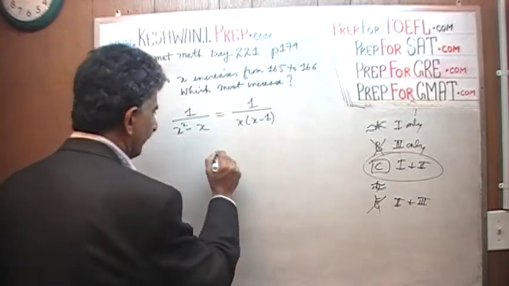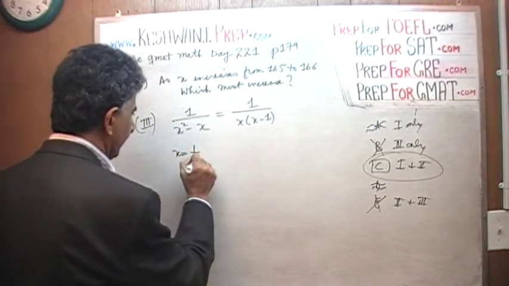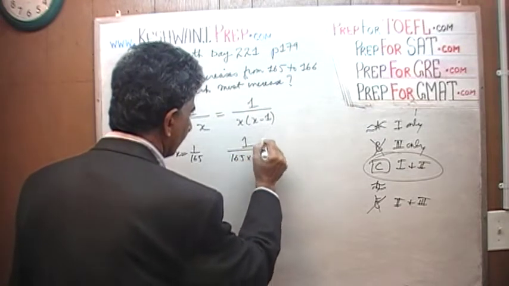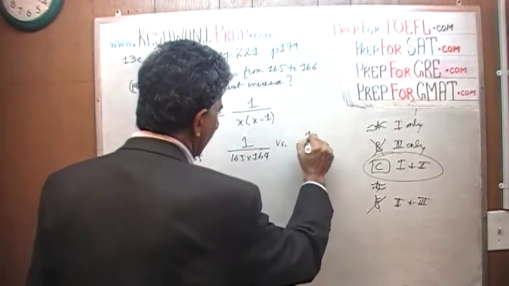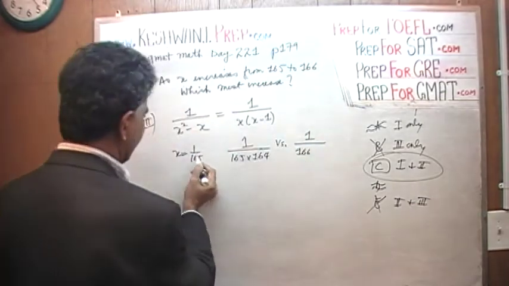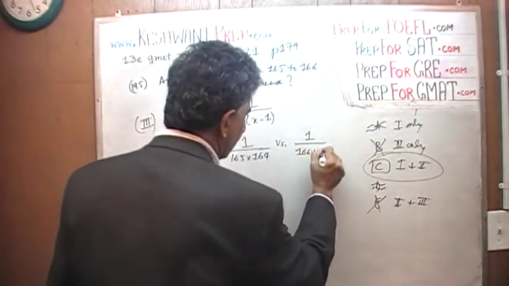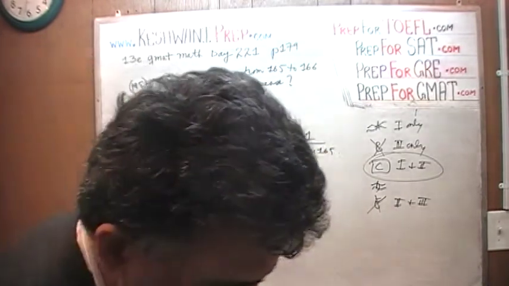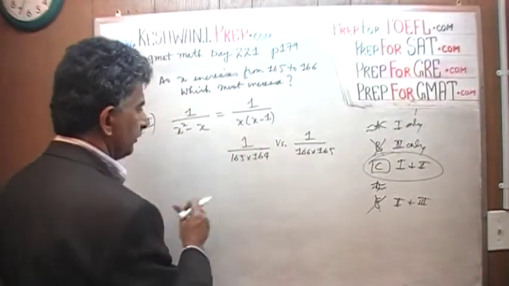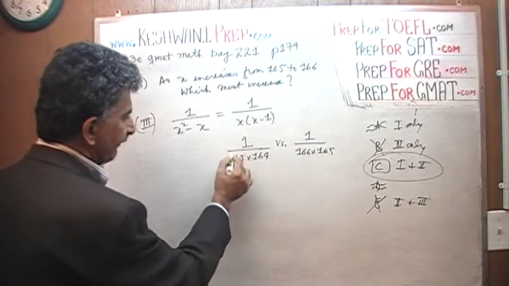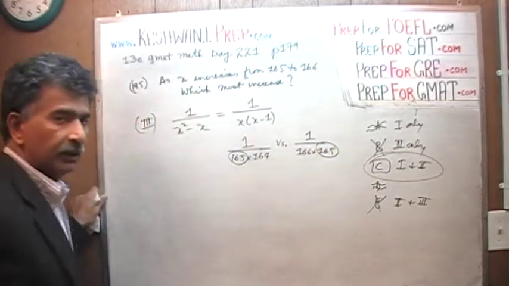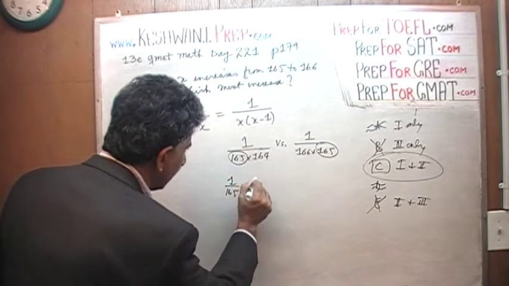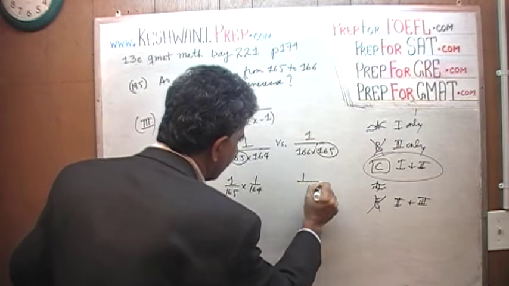So when x is 165, we have 1 over 165 times 164, because it's x minus 1, versus 1 over 166 times 165 as we go to 166. Okay, watch what happens. We're trying to see here which one is bigger. Because 165 appears in the denominator of both quantities, it plays no role. This quantity can be written as 1 over 165 times 1 over 164. And this quantity can be written as 1 over 166 times 1 over 165.